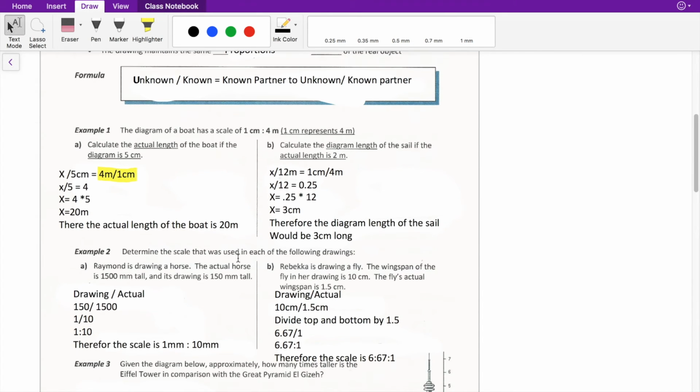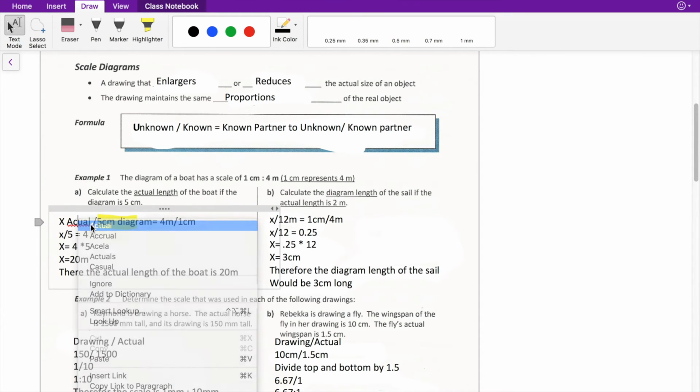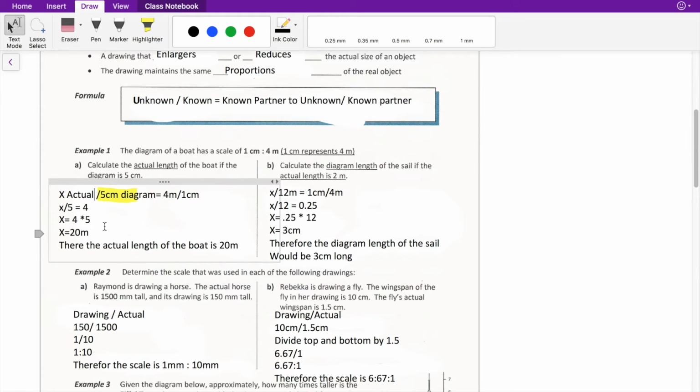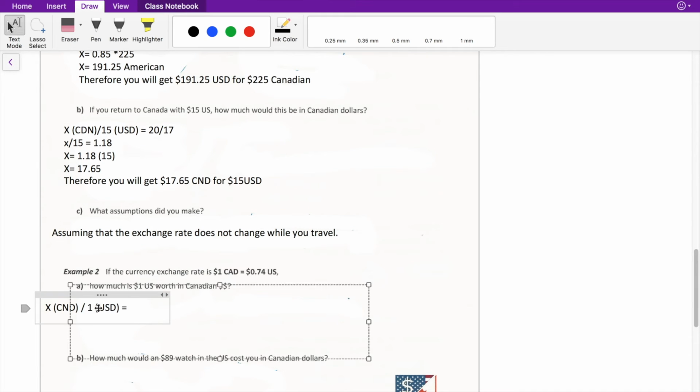Even up here, I could go back and I could write actual over diagram. That way, when I go on to this side, I know which one to organize here. Okay, I'm going to put actual on top. So the actual is the 4 meters. The diagram's 1. So the more you write this, the better it will work out for you. Let's go back here.